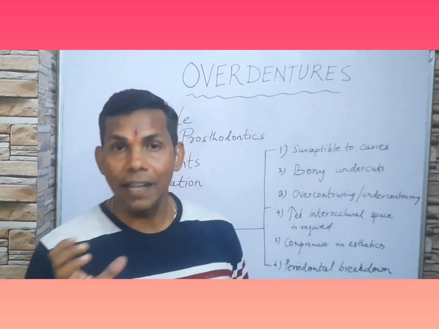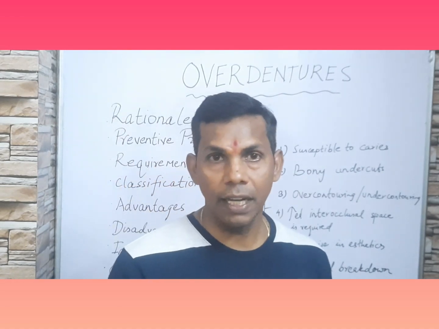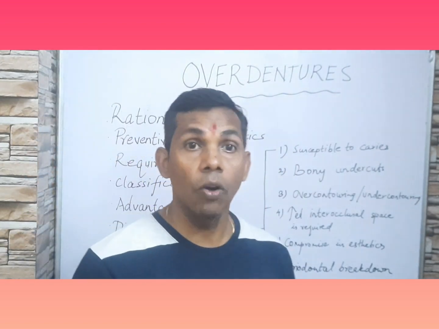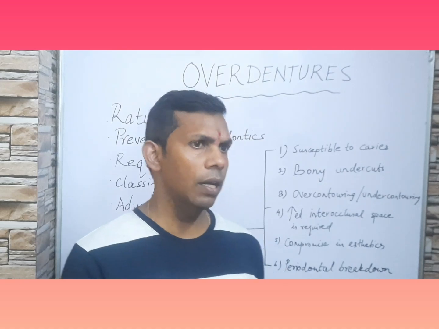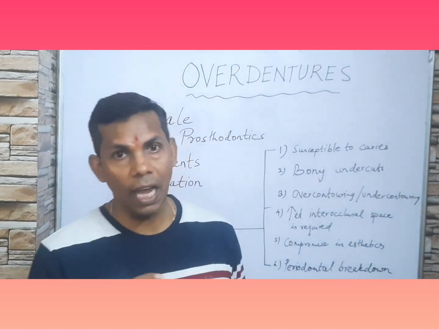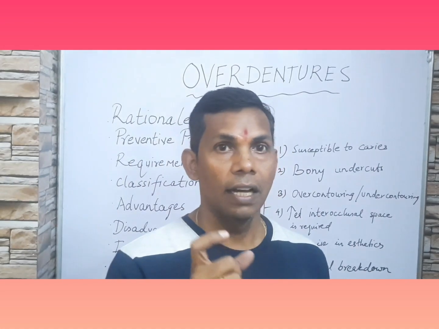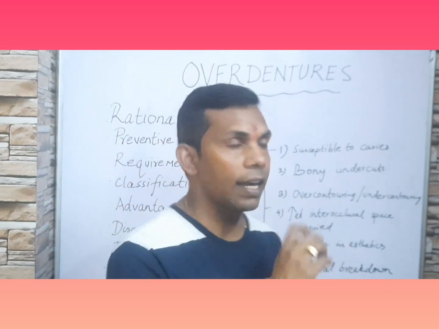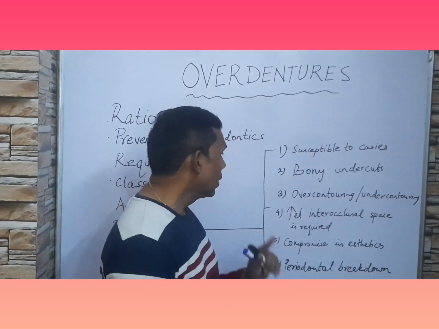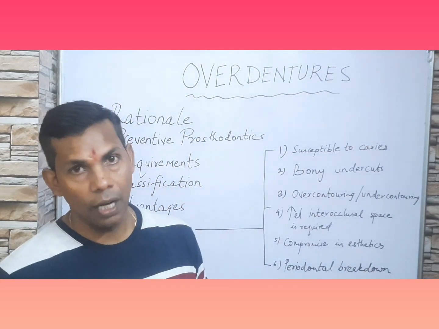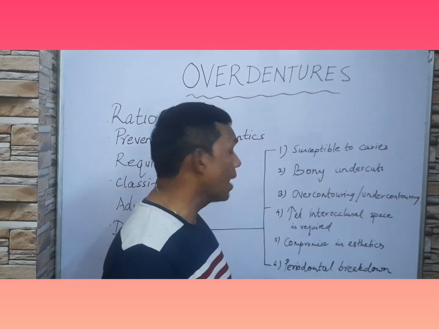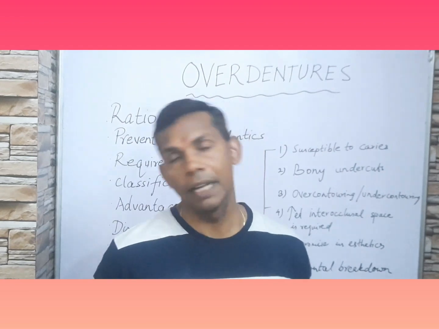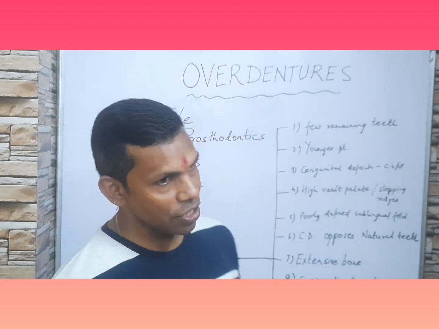Thirdly, when you are using attachments for taking retention for the overdentures, you require an increased interocclusal space, which may not be available always. So you have to figure that out and accordingly reduce the natural teeth so that you have enough space for accommodating the attachments, whatever you have planned. Fourth, as I told you, the over contouring and under contouring can compromise the aesthetics. And fifth, since you have the natural teeth, they are also susceptible to periodontal breakdown.